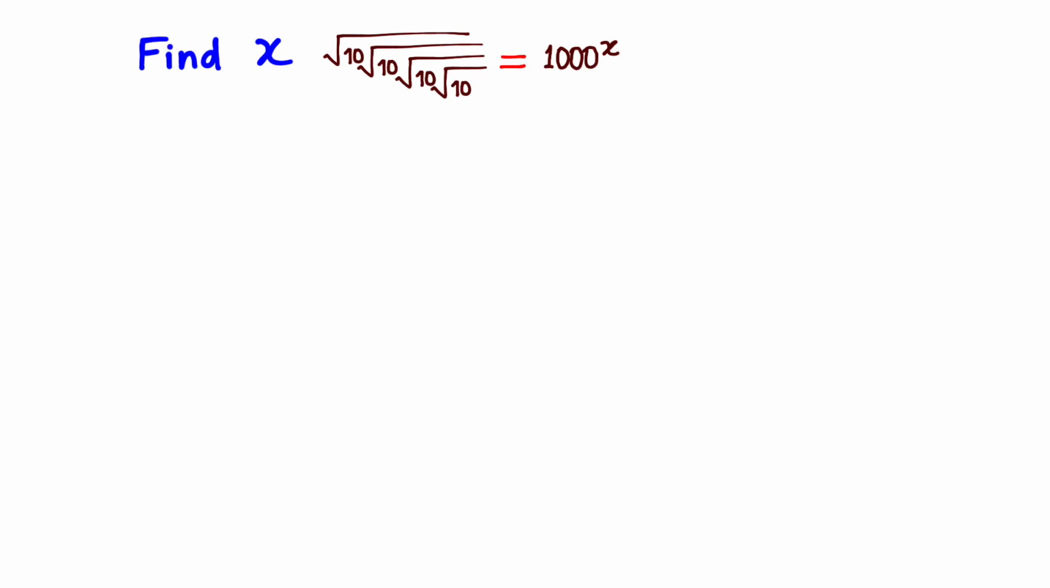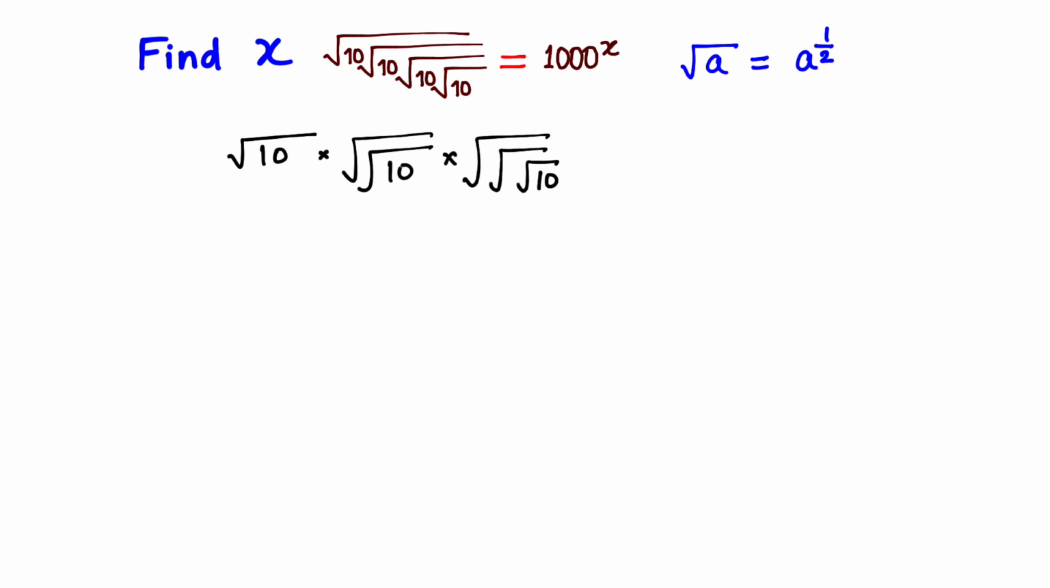The one is that when you have anything given like under root a, any number, if it is under root, then it means a is raised to the power 1 by 2. That's the basics. Now, if you break down the left hand side, what you actually see is under root 10 multiplied by 2 times under root 10 multiplied by 3 times under root 10 and then multiplied by 4 times under root 10. It looks weird, but this is what we are doing, and that is equal to 1000 raised to the power x.